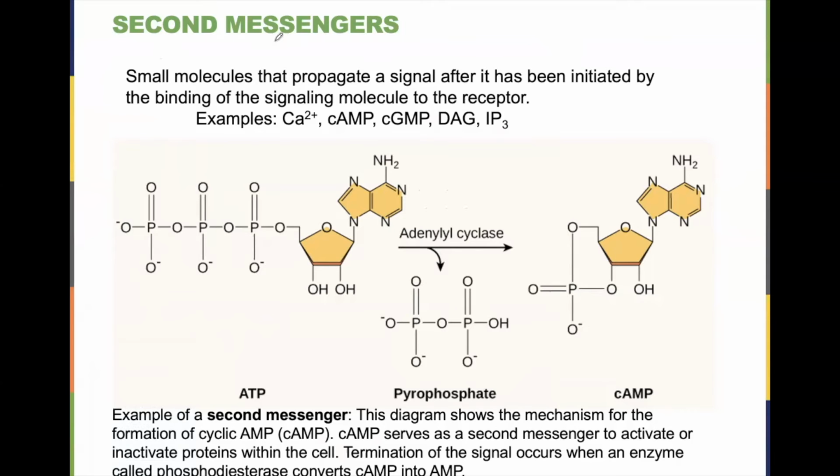We use the term second messengers in our discussion of the signaling cascade. Second messengers are some kind of small molecule that propagates a signal, that allows a signal to be passed through a cell. Now, the reason it's called a second messenger is because the actual signaling molecule that binds to the receptor at the beginning of the pathway is known as the first messenger. So a second messenger is a molecule within the cell that helps to pass along the signal.